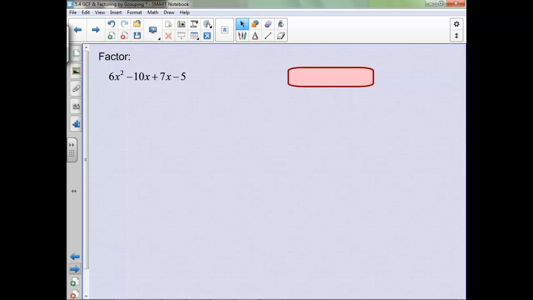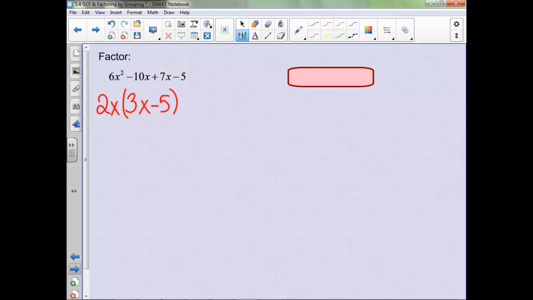Alright, same idea here. Let's start with the first two. The GCF is going to be 2x. We're left with 3x minus 5. But notice these second two don't have a GCF, so that one's not going to work.